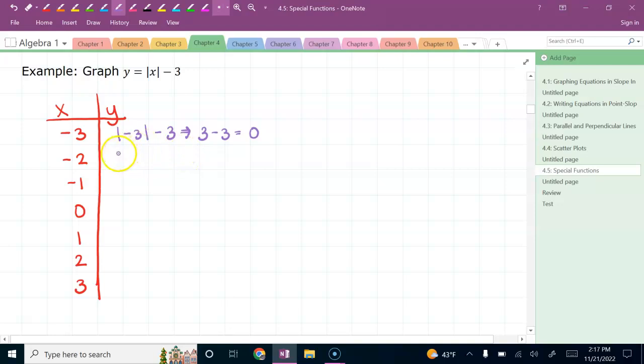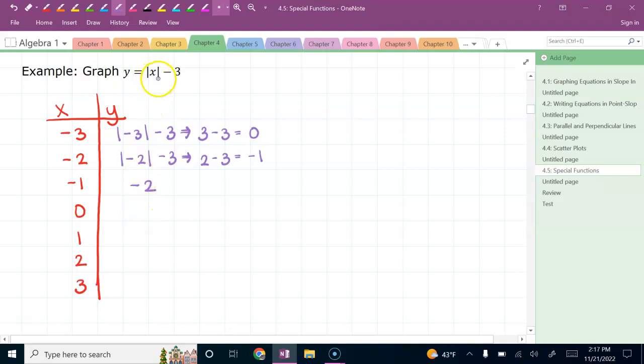I'll show you the next one. You're going to do the absolute value of -2 and then -3. So the absolute value of -2 would be +2, -3 would be -1. We're going to keep doing this, so I'm going to keep putting in those values. So this next one would be the absolute value of -1, which is 1, -3 would give us -2.